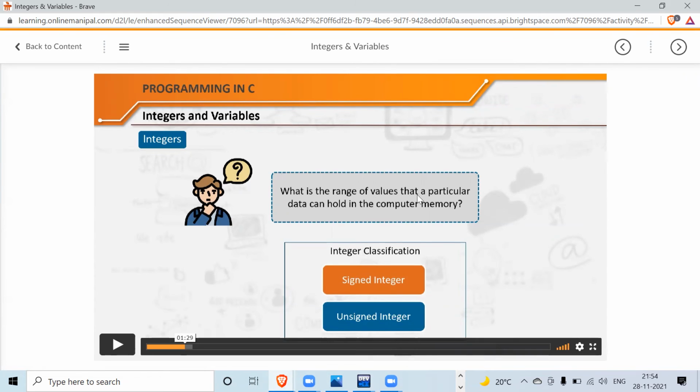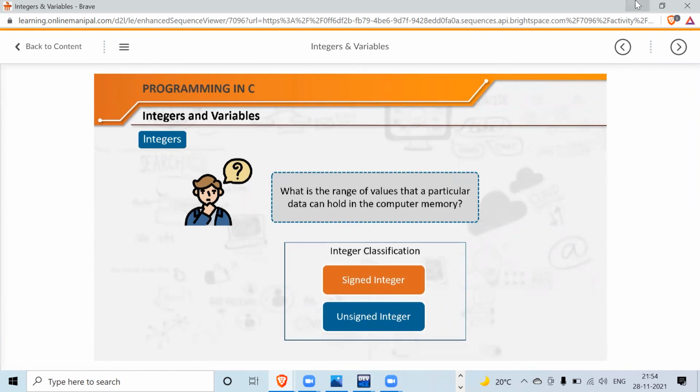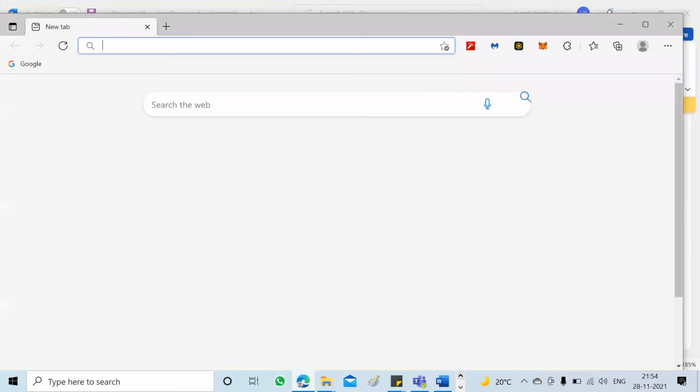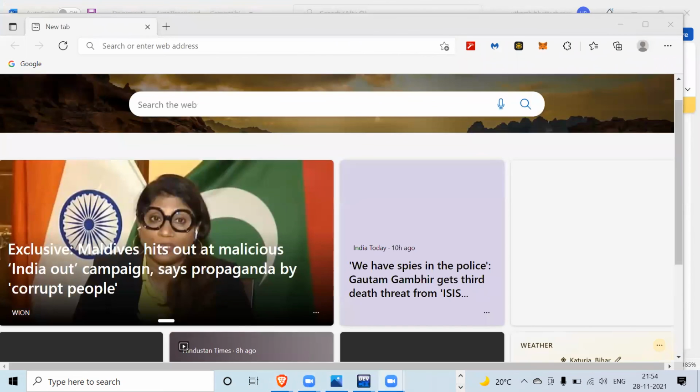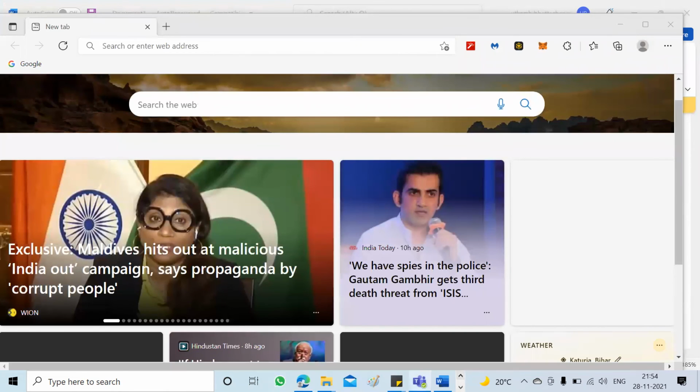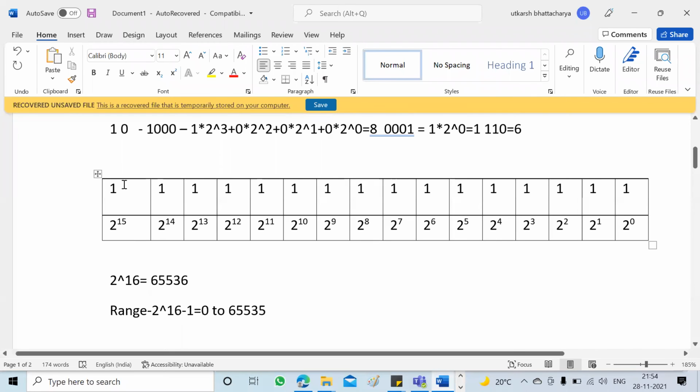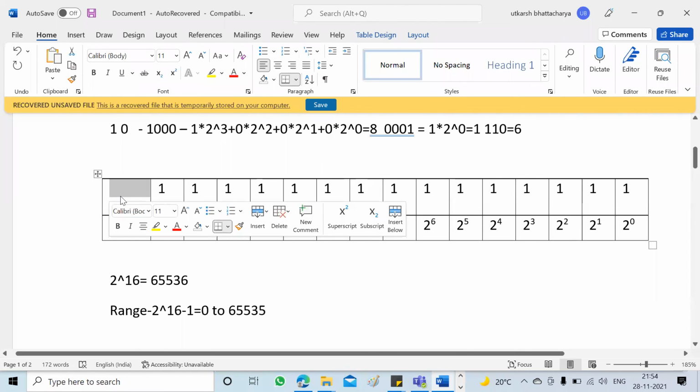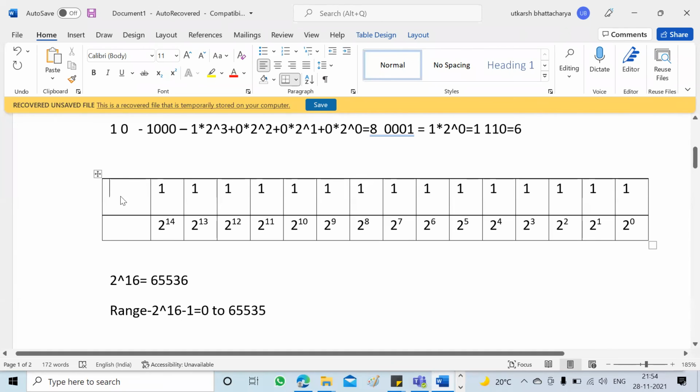Okay. So what is the range of values that a particular data can hold in the computer memory? Integer classification, there are two types of integers, signed and unsigned. Signed is the one which has a sign, like it can be positive or negative. Here, this one is where we are not considering any symbols. We used all of the bits. Now there is another situation where we are using the first place only for the sign, that is plus or minus. So our range is changing here.